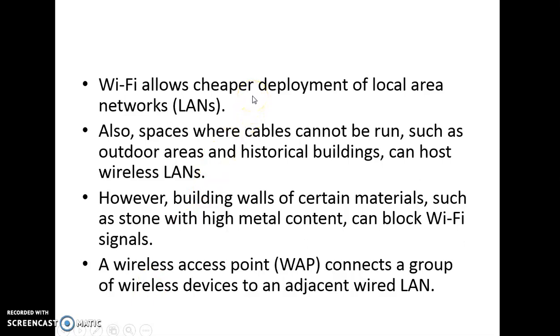Wi-Fi allows cheaper deployment of LAN. In LAN, wiring is very costly. So if we create a Wi-Fi hotspot, it is cheaper. Also, spaces where cables cannot run, such as outdoors and historical buildings, can host a wireless LAN, where cabling is difficult. However, building walls of certain materials such as stone with high metal content can block Wi-Fi signals. Wireless access points connect a group of wireless devices to an adjacent wired LAN.